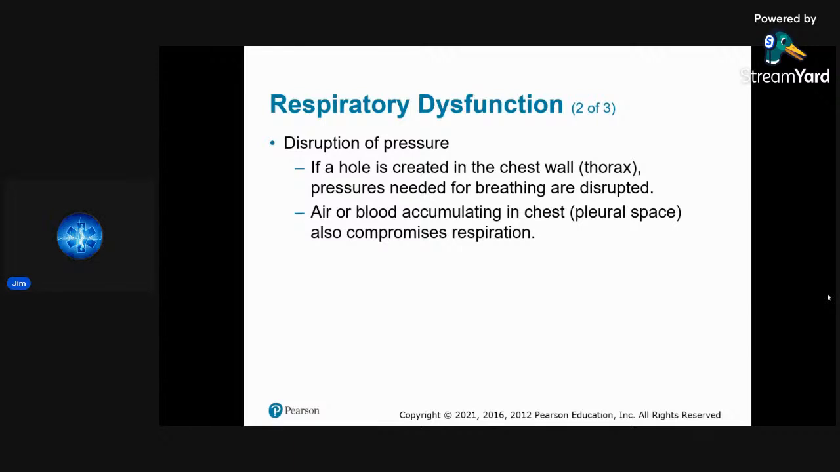Disruption of pressure. For example, if you get a hole in the chest wall, like a stab wound or a gunshot wound, this will reduce the pressure and mess with your negative and positive pressure. So your actual volume will go down because you can't breathe. Air or blood can accumulate in the pleural space. This pleural space is the space between the lungs and the chest wall, right? You've got to have some space there, or your lungs will rub on your chest wall and you'll create trauma.